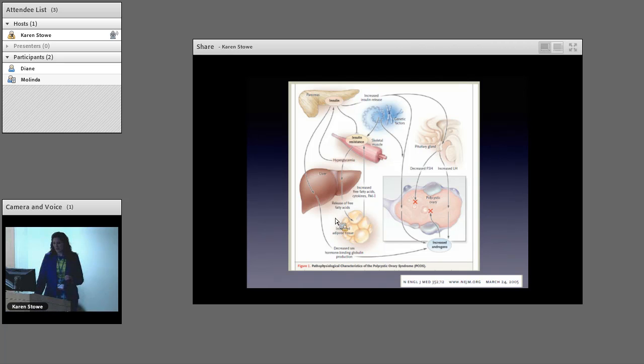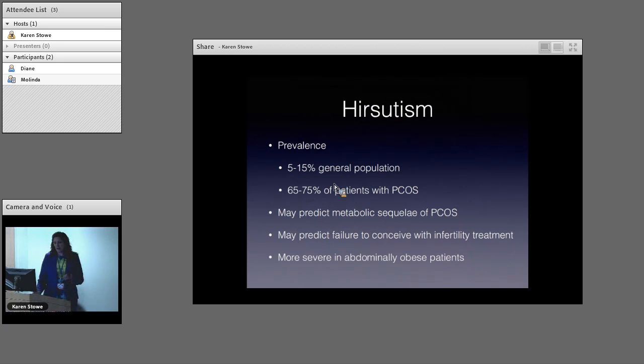There's also a degree of insulin resistance and higher levels of insulin that stimulate the thecal cells to produce more testosterone. And this is perpetuated: the increased androgen production decreases progesterone, which also enhances the pulsatility, because adding progesterone will slow down that pulsatility.